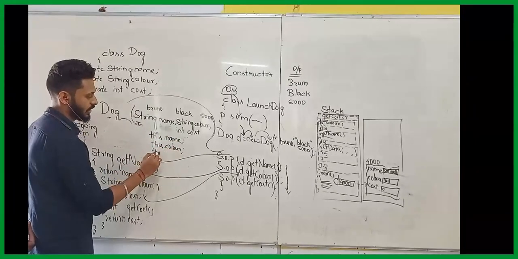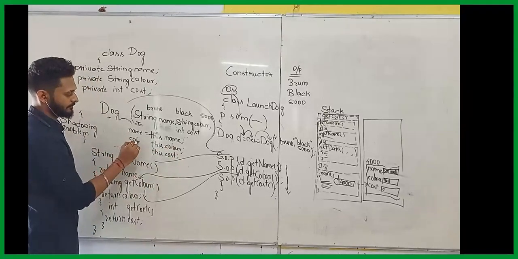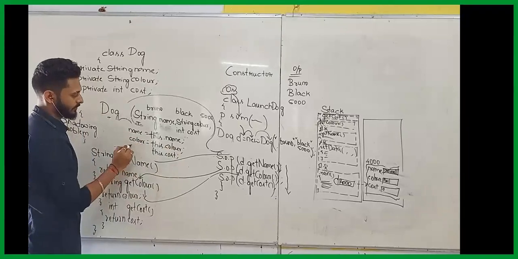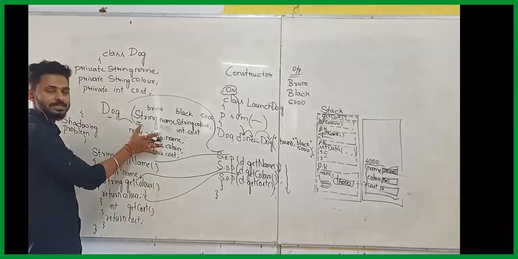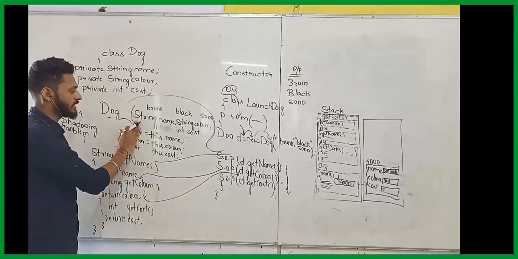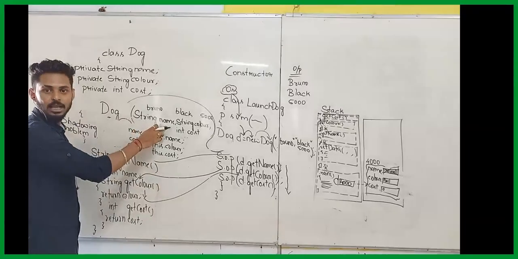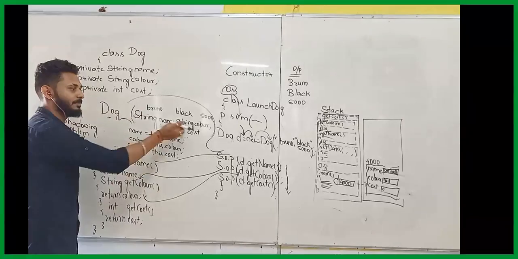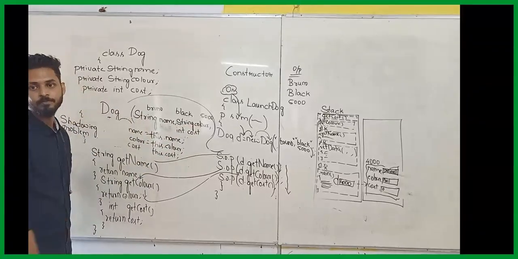Here, what will I write on the other side? Name, color, cost. Now, for your understanding, assume that these three statements are not there. Before this, I will write three more statements. I will print the local variable name, I will print its value here, I will print this color's value, and I will print this cost value here. What will I get?